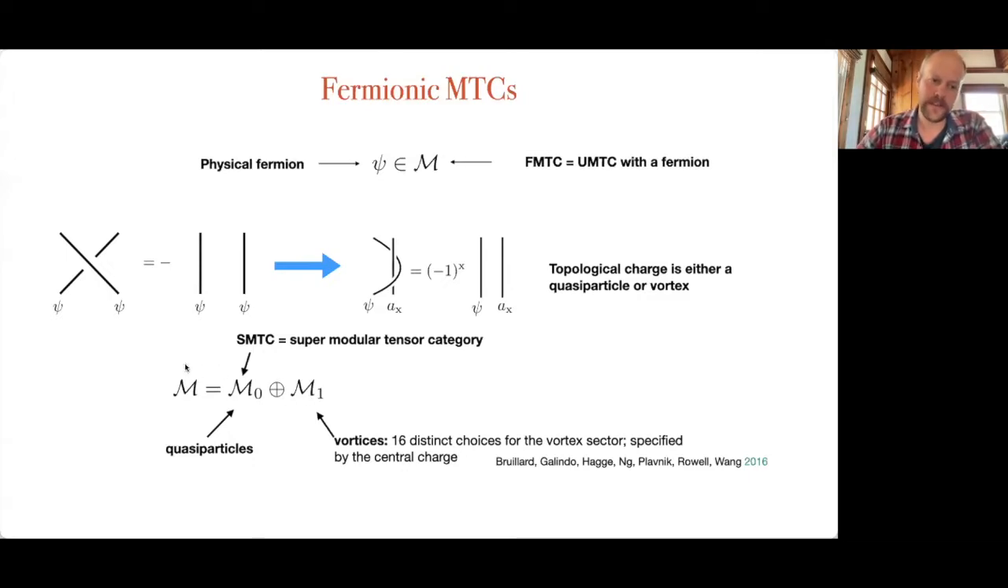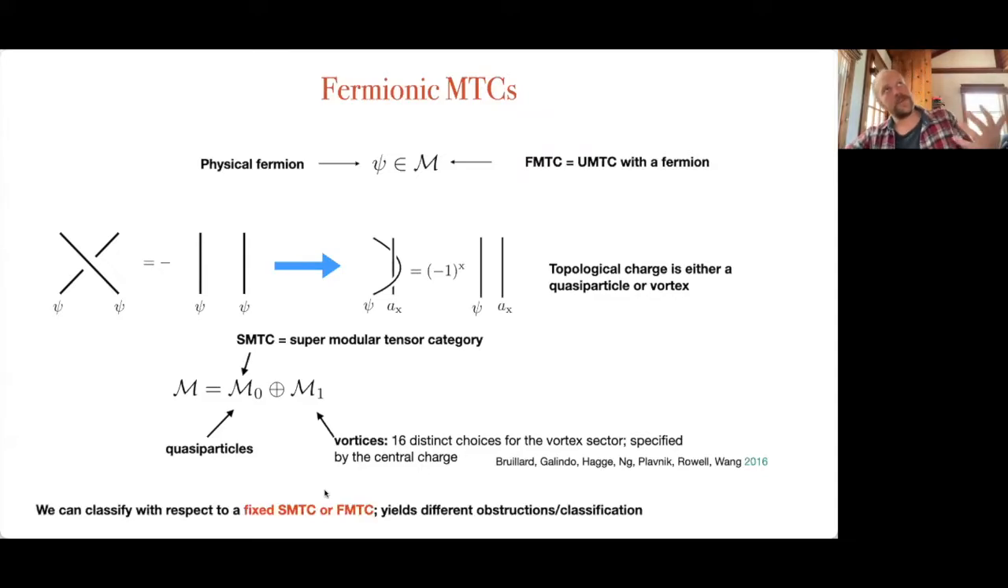So another way to look at M is to think about starting with a supermodular tensor category and then building a minimal modular extension, namely adding vortices to it so that you end up with a modular tensor category. And what these people proved was that if you have one minimal modular extension, then you can in fact find 16 distinct choices. And I'll give a justification for that momentarily.